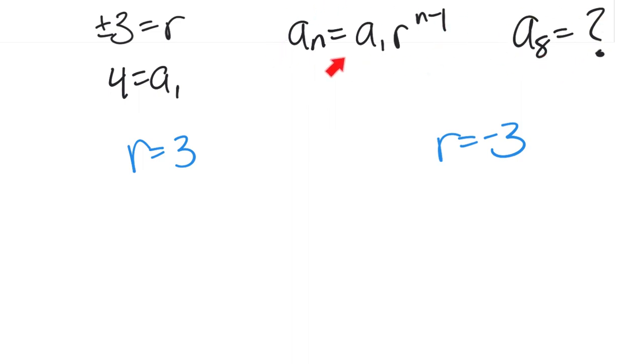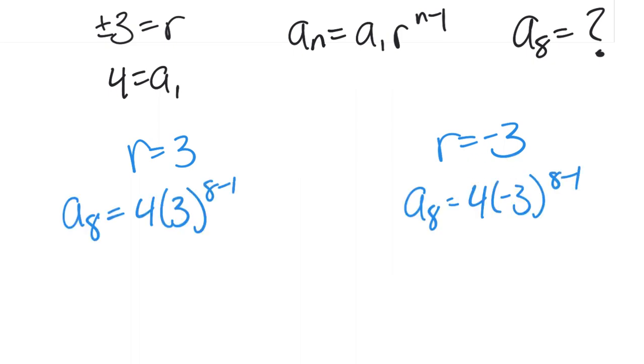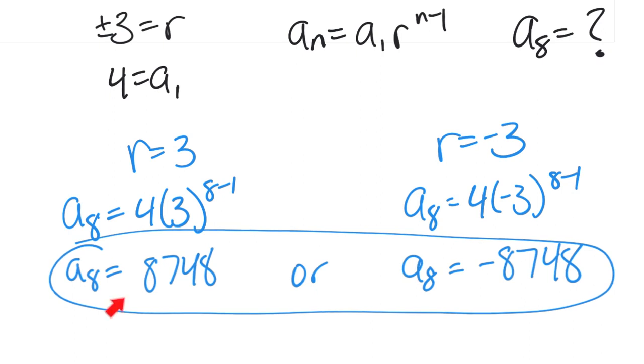This is our general form again for a geometric sequence. And we have to do this twice. We have to do it if the ratio is 3 or if the ratio is negative 3. Here's my setup for the ratio being 3. Here's my setup for the ratio being negative 3. Now I just have to simplify both of them. I end up getting two different answers. It could be positive 8,748 or the negative of that.